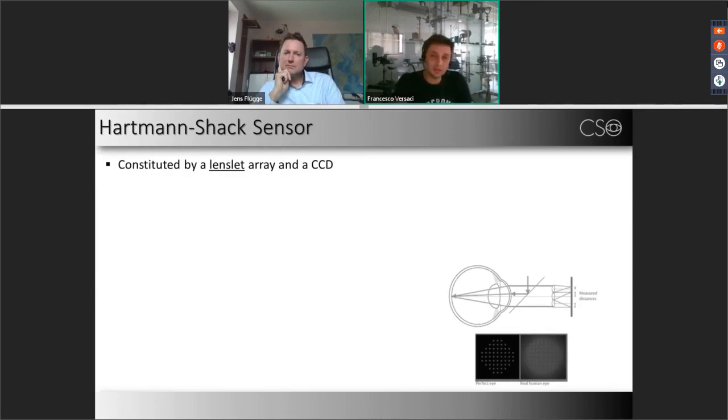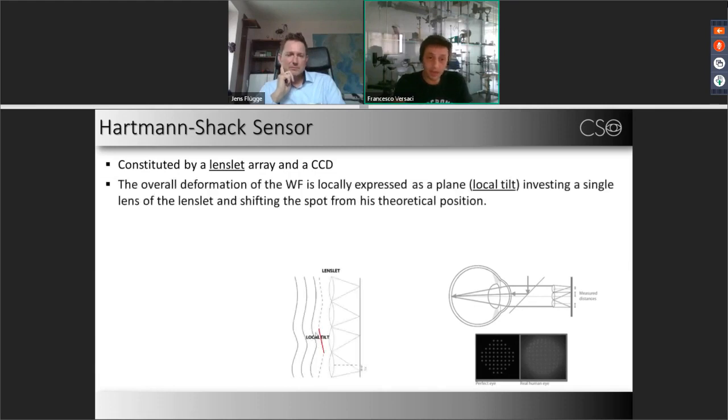the Hartmann-Shack technology is pretty simple. The wavefront sensor is constituted by a lenslet and a sensor, a CCD. And when the wavefront hits each single lens of the lenslet, according to the local tilt of the wavefront, I'm going to have a spot that is proportional to the amount of the local tilt.